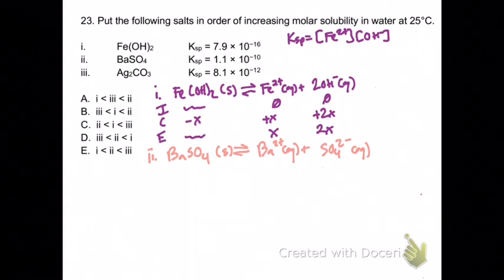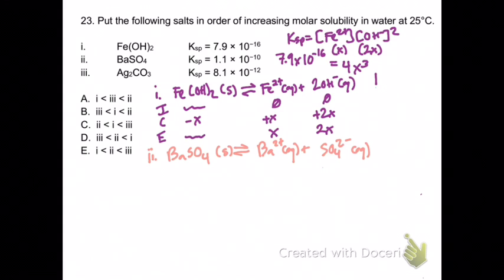Now when we write out the equilibrium expression, Ksp is equal to the iron 2 plus concentration times the hydroxide concentration squared. So when we solve for x, we plug in our Ksp value, 7.9 times 10 to the negative 16th is equal to, and the iron 2 plus concentration is x, the hydroxide is 2x. So just remember that we have to square both the x and the 2x. So 2x squared is equal to 4x squared, but that times x is equal to 4x cubed.